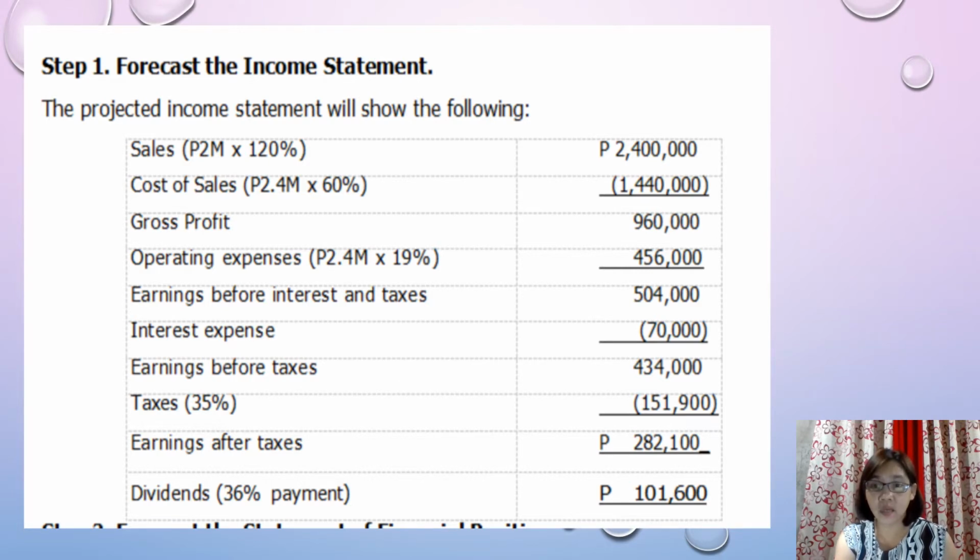Okay, so this is the solution. So, bago tayo mag-proceed sa solution, basahin ko lang po yung nasa unang slide. The firm is expecting a 20% increase in the sales next year. So, nag-expect po yung Millennial Company na mag-increase ng 20% yung kanyang sales sa susunod na taon. And management is concerned about the company's need for external funds.